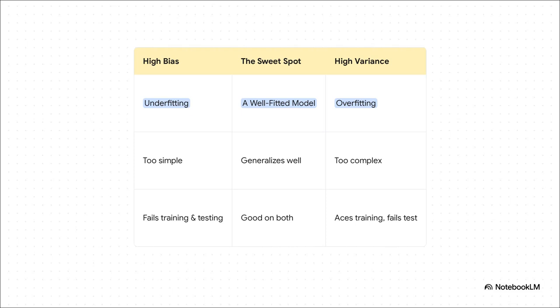On one side, you have high bias. That's underfitting. That's our slacker model. That's way too simple. On the other side, you have high variance. That's overfitting. Our crammer model that's way too complex and has just memorized everything. The entire job of a data scientist is to carefully navigate between these two extremes to land right in that sweet spot and build a model that performs well, not just on the data it's already seen, but on all the new messy data it's going to face out in the real world.